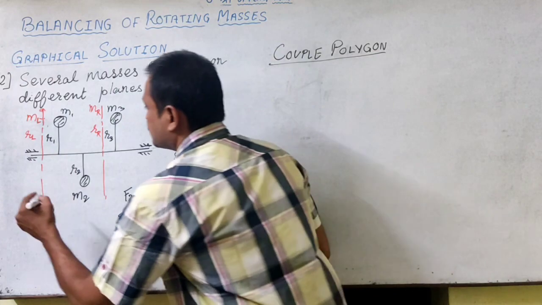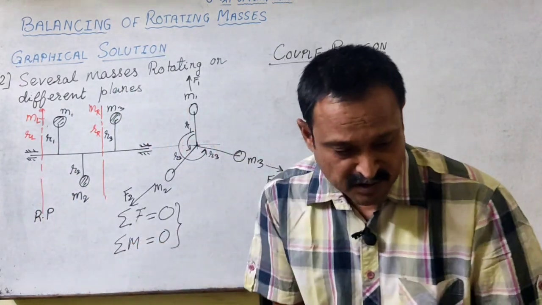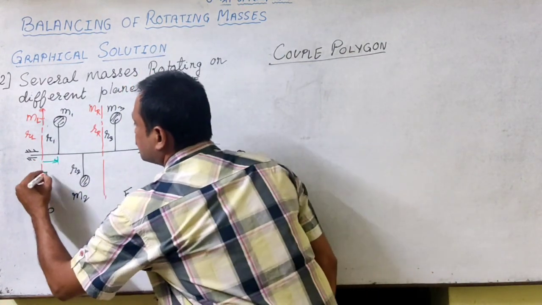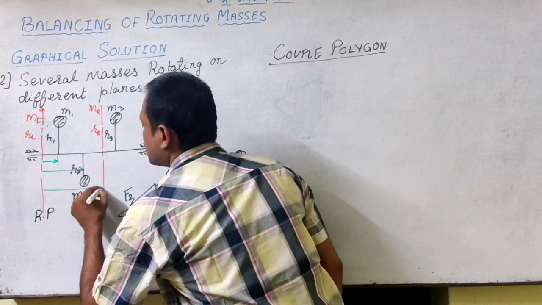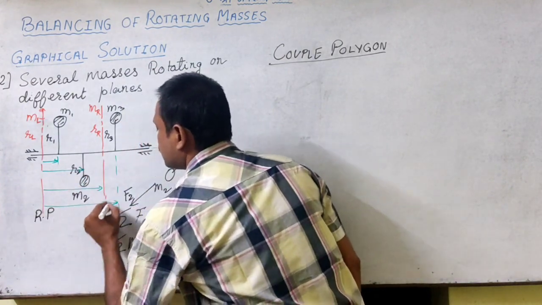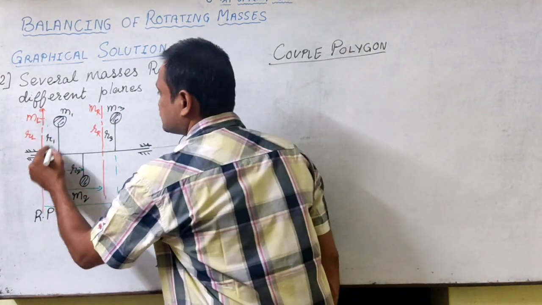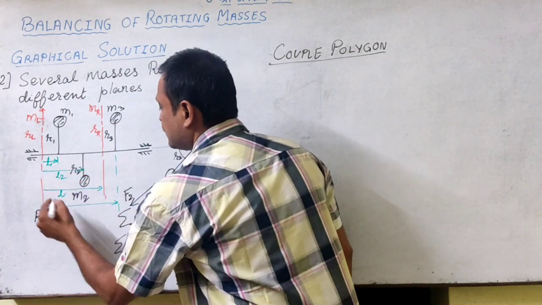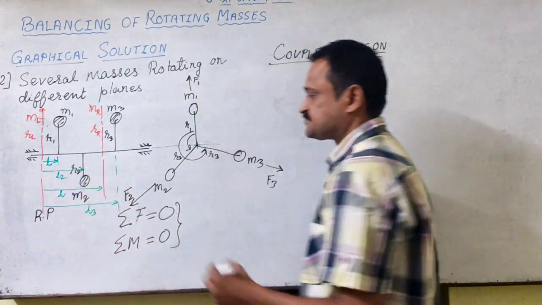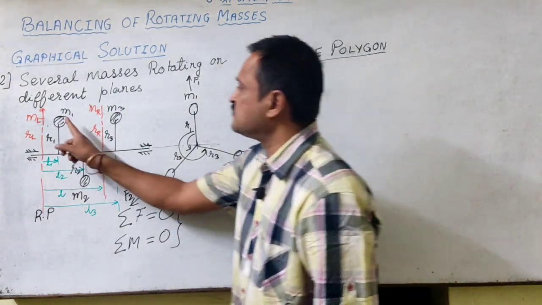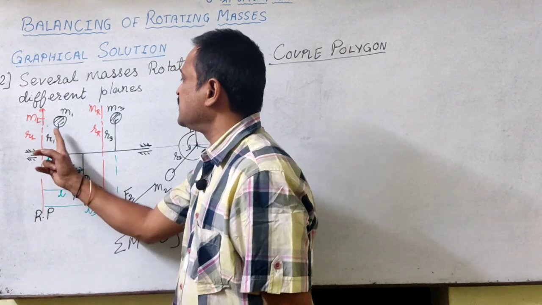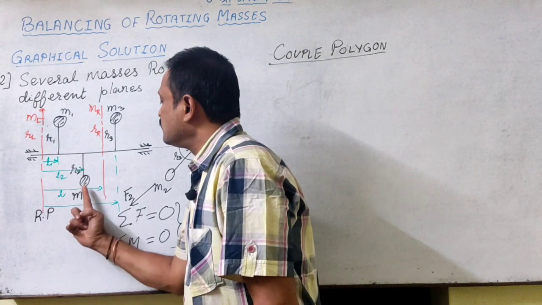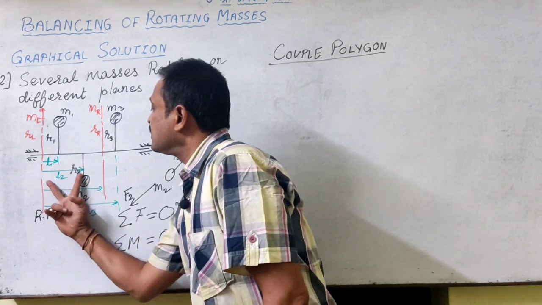For this, I also need to know, or we will be supplied with, the distance of all these planes, or the separations of all these planes. Let us say this is L1, this is L2, this is L, and this is L3. So the moment due to this force M1 will be, if this is the reference plane, M1 into L1. For the force F2, that will be F2 into L2.